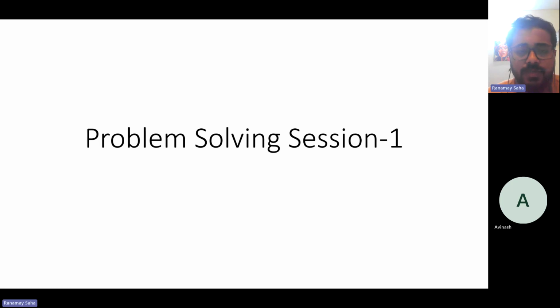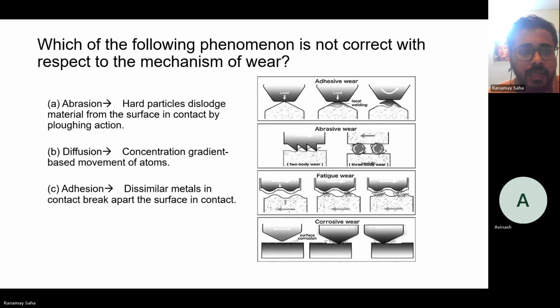I hope my screen is visible to all of you. I hope such a concept has already been discussed in your regular classes. Supposing you already know what adhesive, abrasive, and diffusion wear is, there are two more kinds of wear mechanisms which we come across in our daily life. One is fatigue wear, one is corrosive wear.